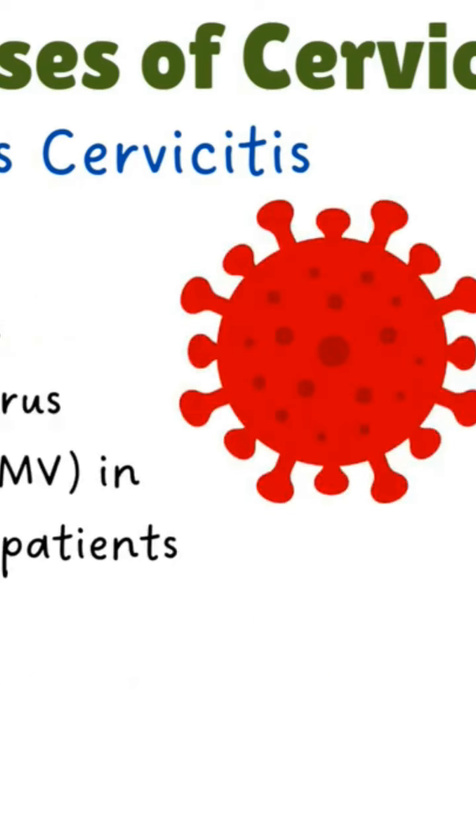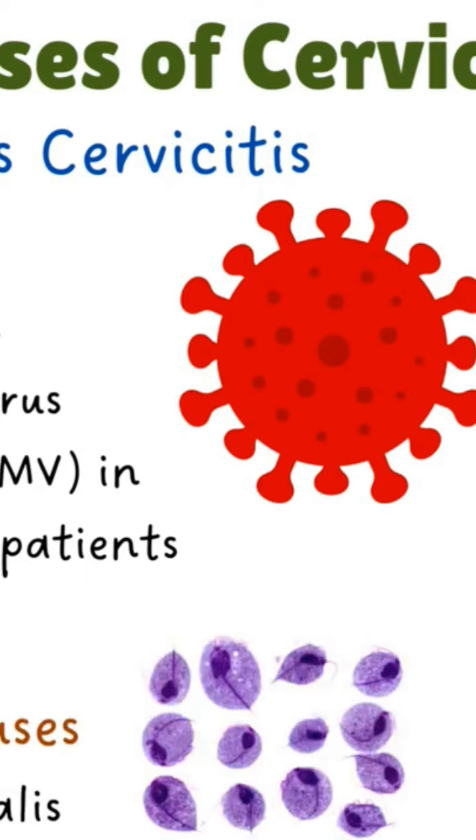The viral causes of infectious cervicitis are herpes simplex virus, human papillomavirus, and, to a lesser extent, cytomegalovirus in immunocompetent patients. The parasitic cause of cervicitis is Trichomonas vaginalis.